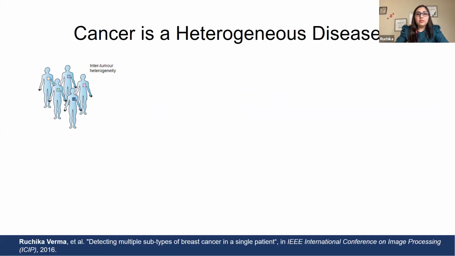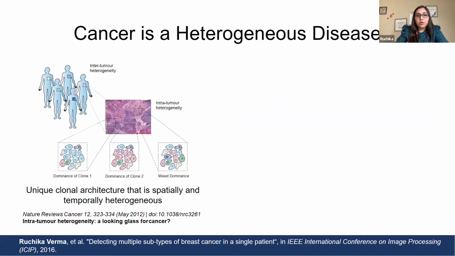We know that cancer is a heterogeneous disease, and there is high intertumoral heterogeneity. Apart from that, there is high intratumoral heterogeneity as well. That is, one image could have a unique clonal architecture that is spatially and temporally heterogeneous. For example, here I'm showing that in the left subsection, there is a majority of one type of cell, as we can see in the left image. In the middle image, there is a majority of other types of cells, but in the right image, we can see that there is a mixed dominance. So there is a possibility of having intratumoral heterogeneity in a single patient.